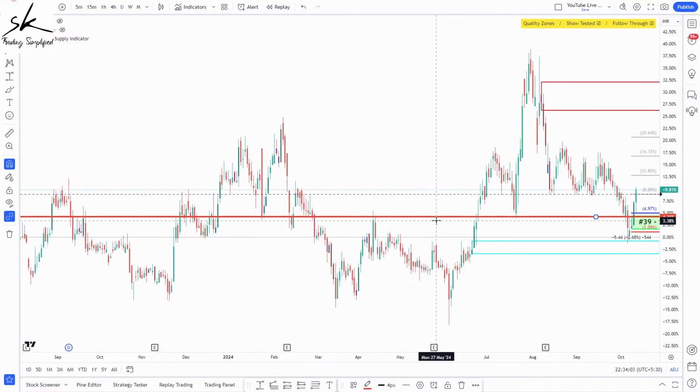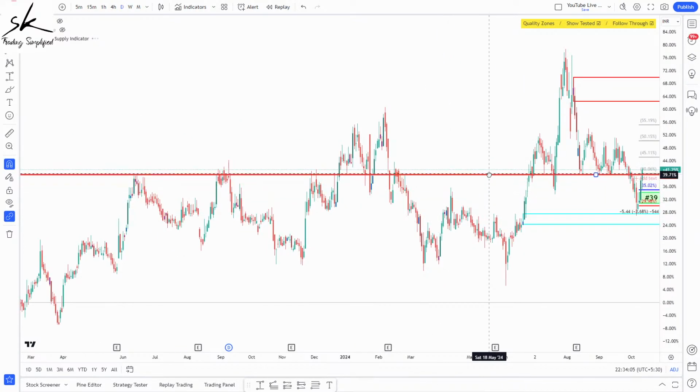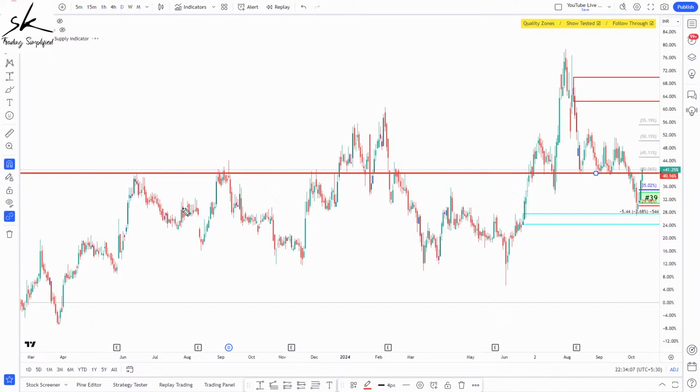You'll see if I take a horizontal line wherever the proximal is and start pushing it up, almost here, you can see this area has beautifully worked like resistance, work like support, working like resistance, working like support. So we have a very clean area of support resistance.